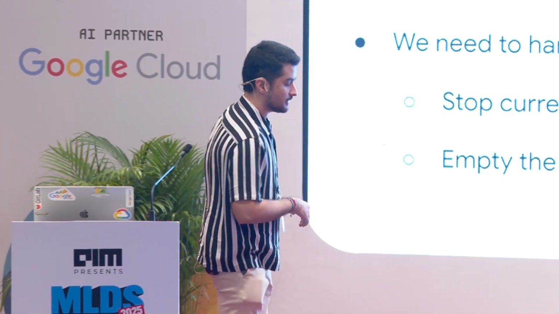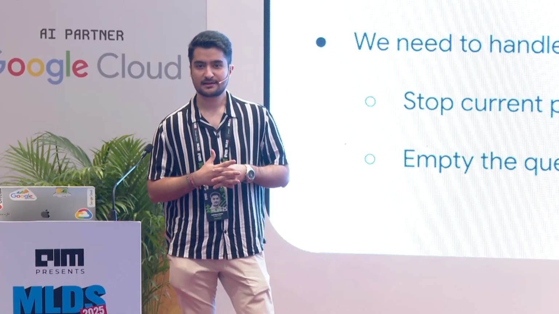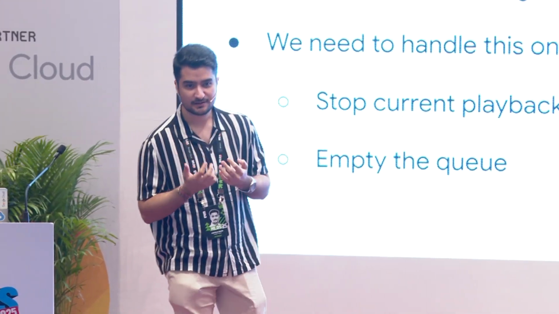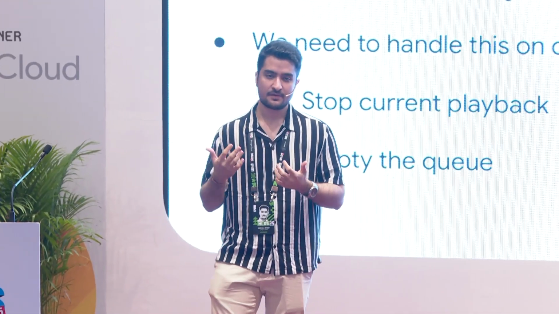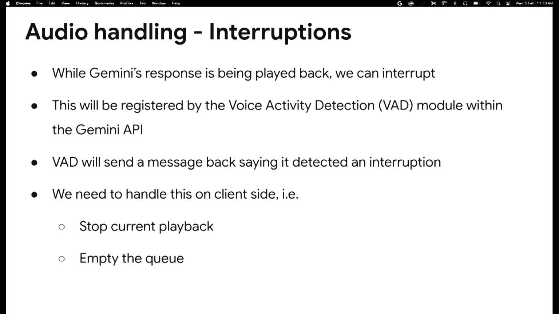Before we move into more depth on implementing these kinds of real-time interactive sessions with the Gemini Live API, let's see how we handle interruptions, because that's a very, very important part of any real-time conversation. While Gemini's response is being played back, we can interrupt. It gives the user full authority to interrupt anytime while Gemini is speaking, and it will stop. This will be registered by the voice activity detection module within the Gemini API. Interestingly, you don't need to program a separate voice activity detection module. It's inbuilt with the Gemini API, and when you try to interrupt its generation process, it will understand that it has been interrupted and it will stop.